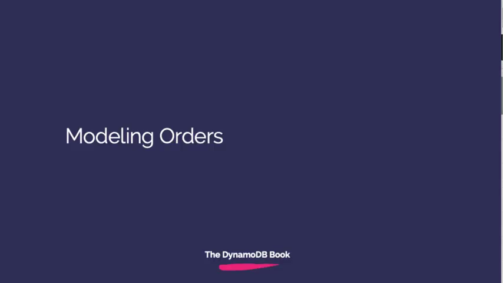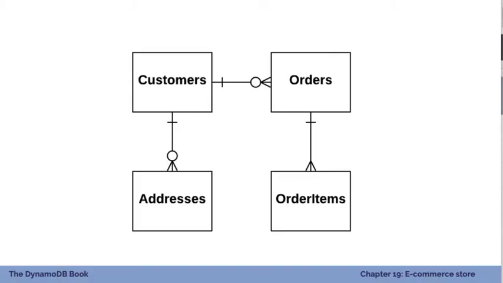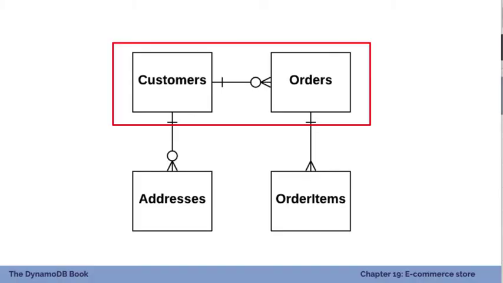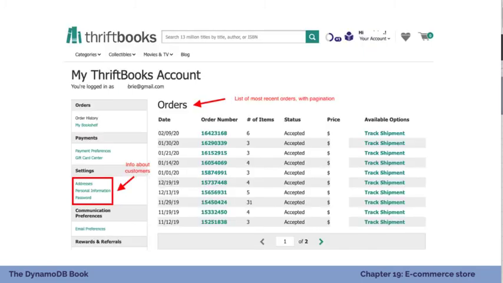Let's move on to the next entity we want to handle, which is orders. Again, if we look at our ERD, we see there's a one-to-many relationship between customers and orders. So a customer can make multiple orders as they go.